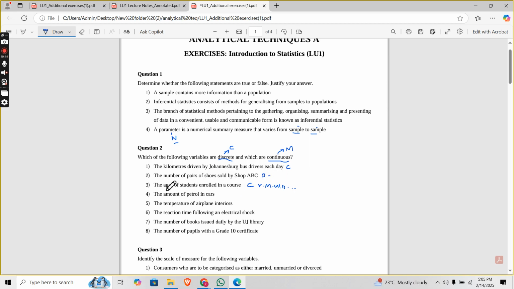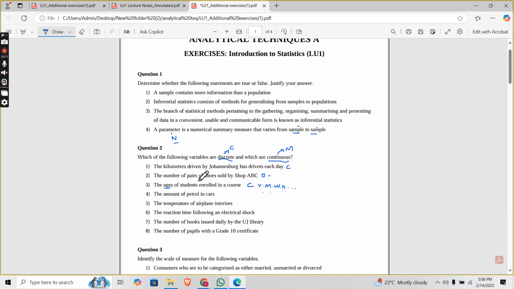So if the ages of students were measured in years only, the answer could have been discrete instead of continuous. We are saying continuous because we assume that the ages are measured in years, months, weeks, days, and so on and so forth, and then the figure will be having commas.